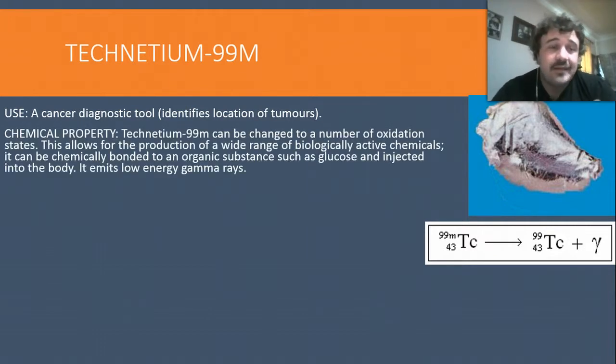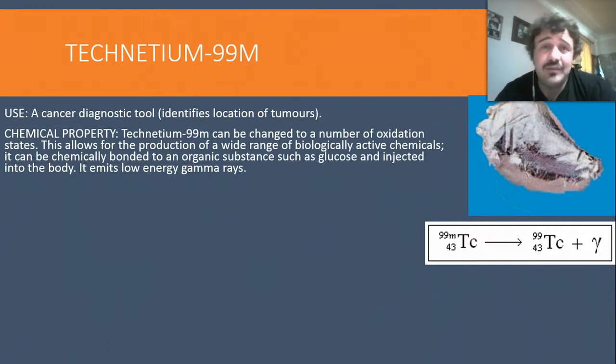Now, because it can be changed to a whole pile of oxidation states, this means that we can insert it into a whole pile of biologically active chemicals. A bioactive chemical is one that will bond to the body or bond to something in a cell and not interact in a negative way. So we can make bioactive chemicals with it. We can bond it to things like glucose, and then we can inject it in, and it will circulate around the body, be utilized, and will emit low energy gamma rays.